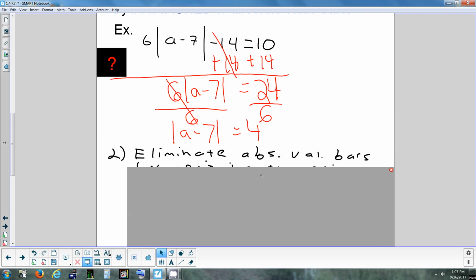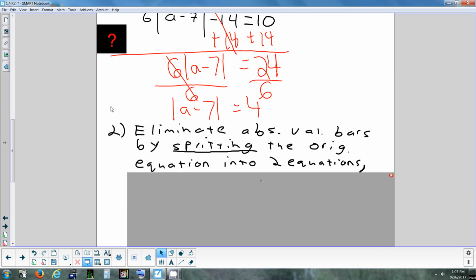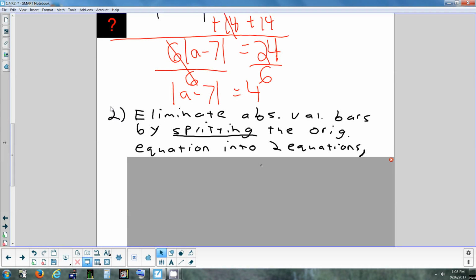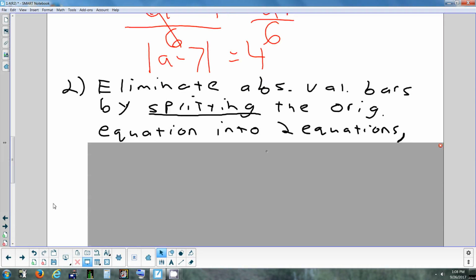Let's look at step 2. Now we're at the actual spot where we can break out. We're going to eliminate the absolute value bars by splitting the original equation into 2 equations. As soon as we split it, we're going to draw 2 arrows. When we split it, the absolute value bars go away. Once we're by ourselves, nobody else is around, then we can break out of jail. But we got to make sure we're by ourselves first.